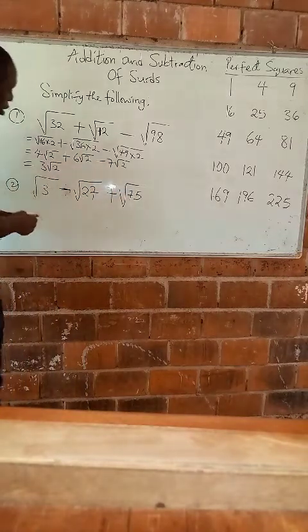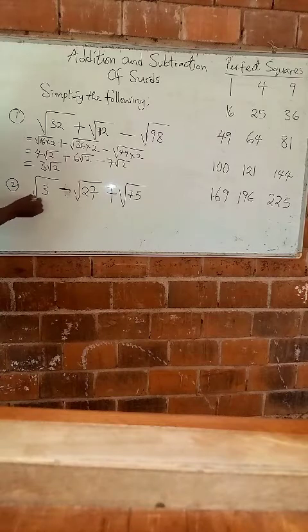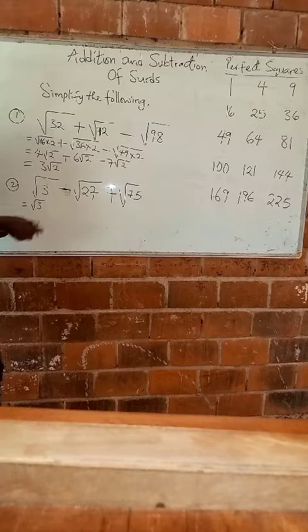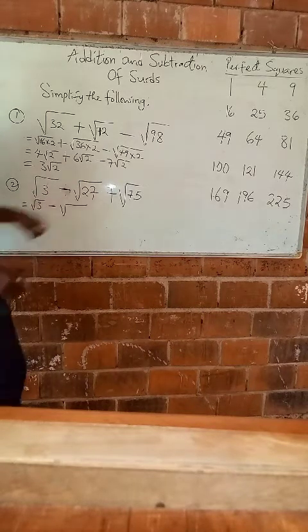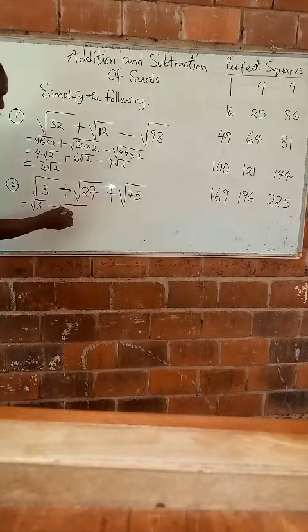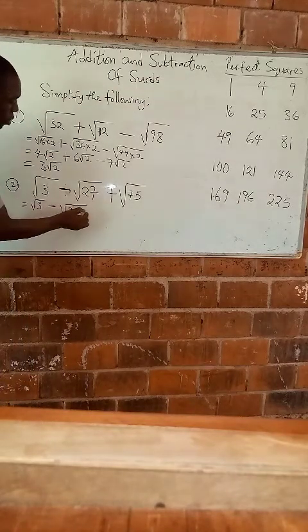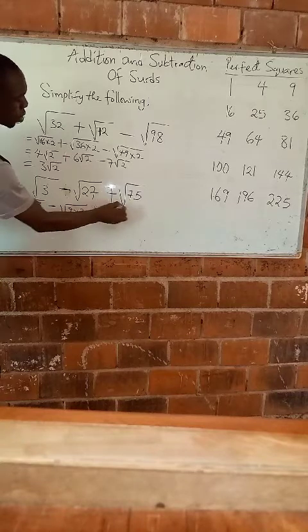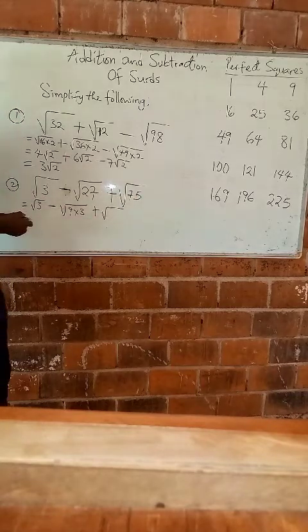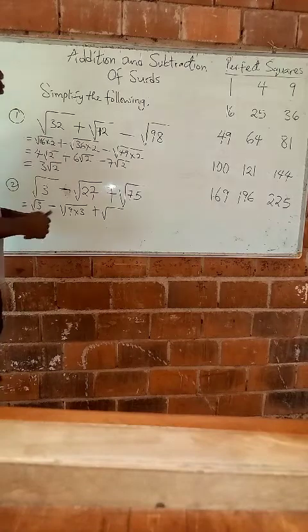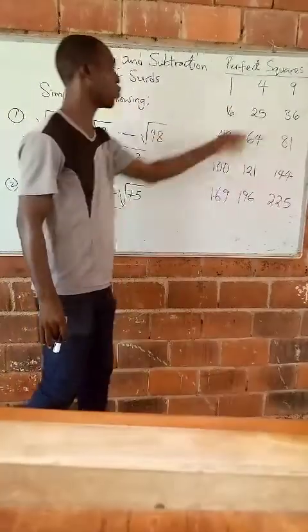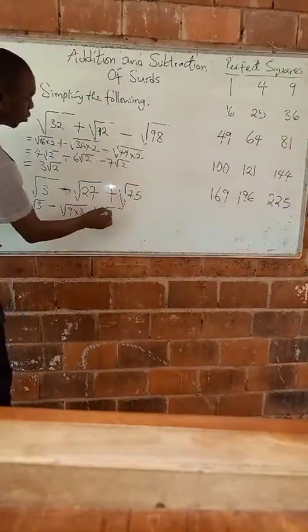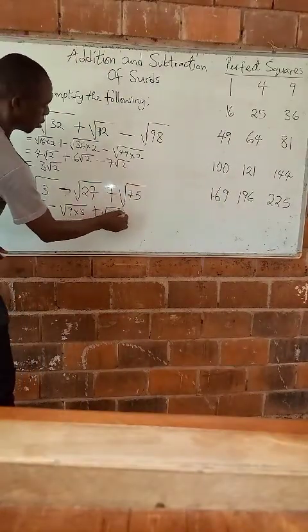Let's take the second example here. Root 3 will still remain root 3 because I cannot get any perfect square that will divide 3. Root 27, 9 will divide 27. So I have 9 multiplied by 3. Root 75, we can divide 75 by 25, it will give us 3. So 25 is the perfect square that can divide 75. So we have 25 multiplied by 3.